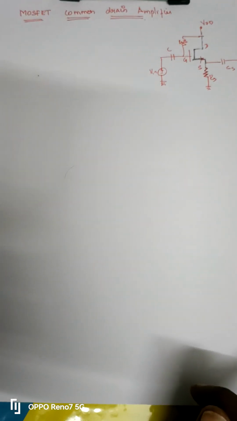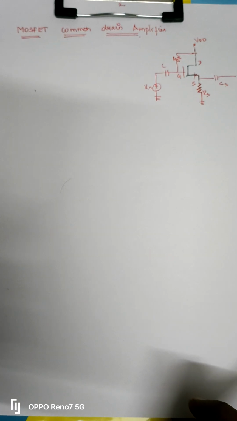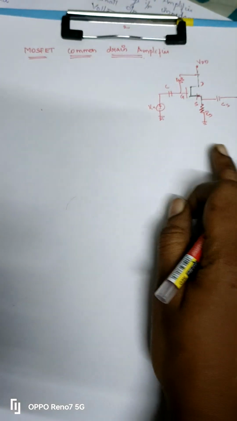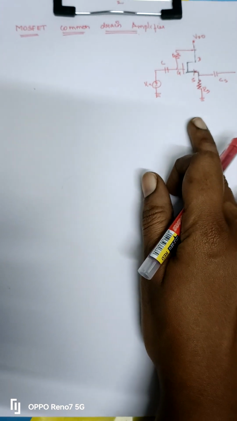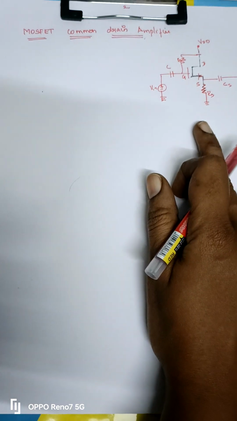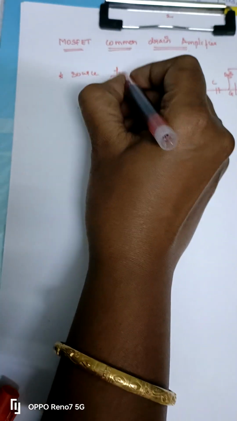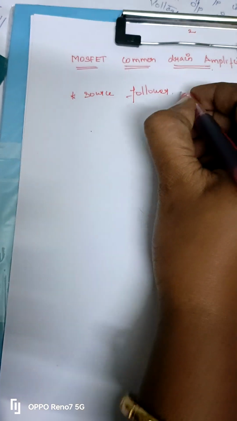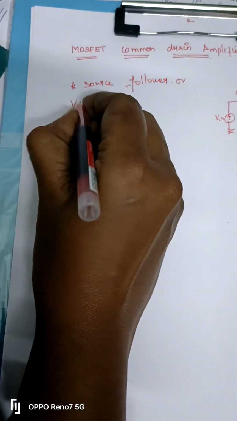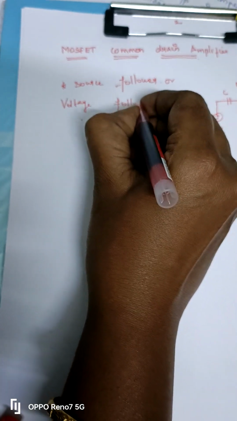Okay, today we are going to discuss the MOSFET common drain amplifier. This is the circuit diagram for the MOSFET common drain amplifier. A common drain MOSFET configuration is also called a source follower. What do you mean by common drain? It's also called a source follower or voltage follower.